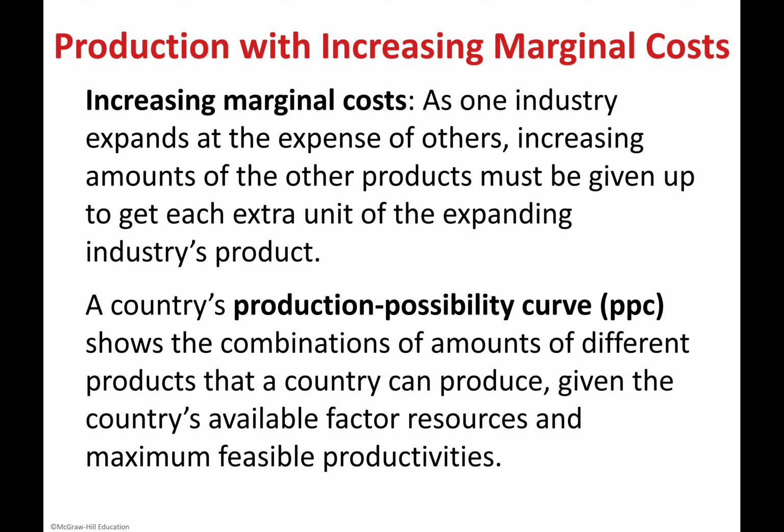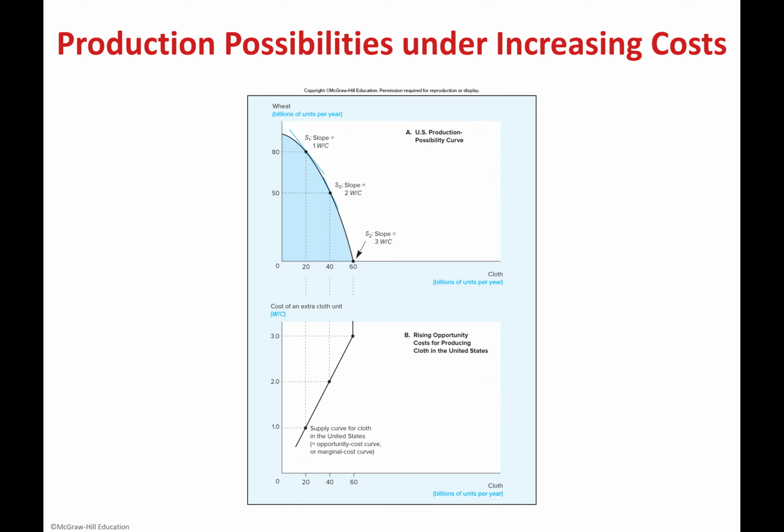The result when you do this, though, is a production possibility curve that slopes outwards. So here we have the PPC, and we can see as we move down that PPC, the slope changes. That means that the opportunity cost changes. As we produce more cloth and less wheat moving down the curve, we're having to give up increasing amounts of wheat to move down the curve until we hit that point S2 in the top diagram.